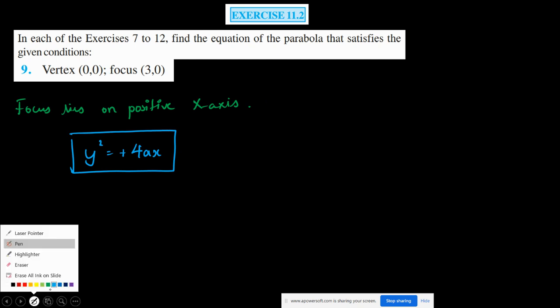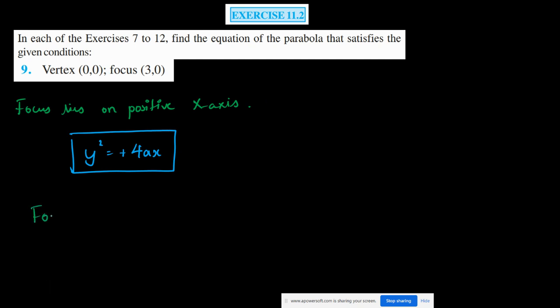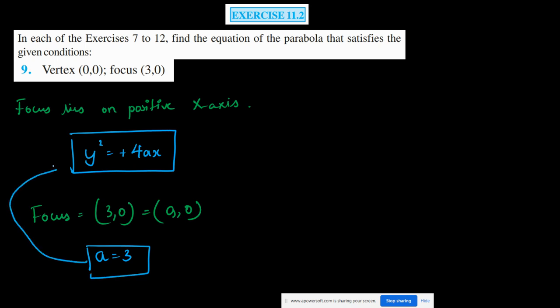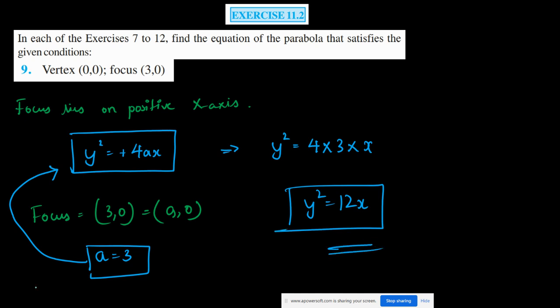So I can write, from the focus 3 comma 0, which can be equated to a comma 0. From here, I will be getting the value of a as 3. Substitute back the value of a in the equation of the parabola. You will be getting y square is equal to 4 multiplied by 3 multiplied by x. y square is equal to 12x. This is going to be your equation of the parabola.